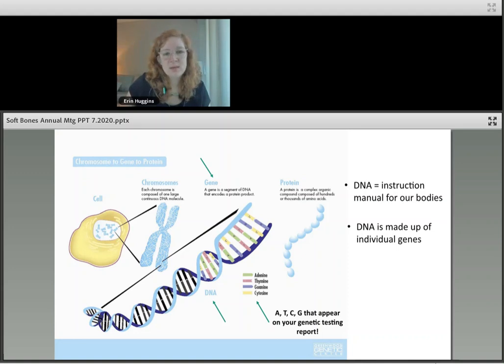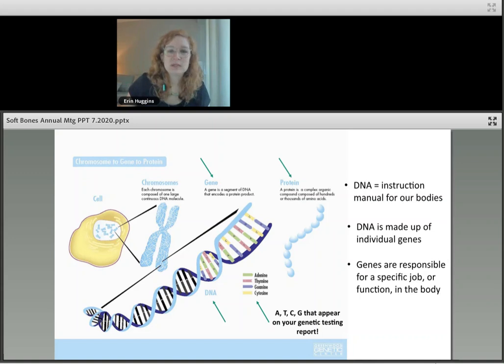The genes are made up of the genetic alphabet. Some of you might be familiar with these 4 letters. When you get a genetic test report, you will see the variant or the mutation that has to do with these 4 letters that make up the gene. So that's what all those crazy letters and numbers mean in your genetic test report.